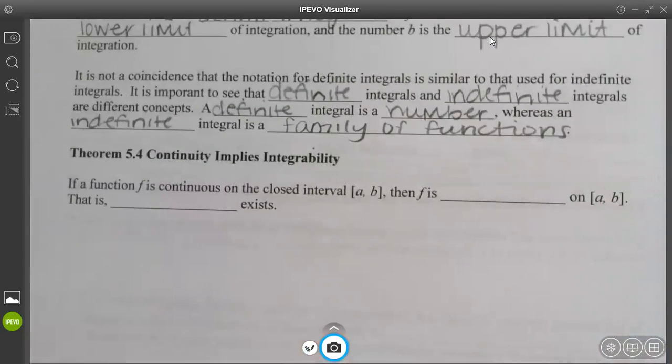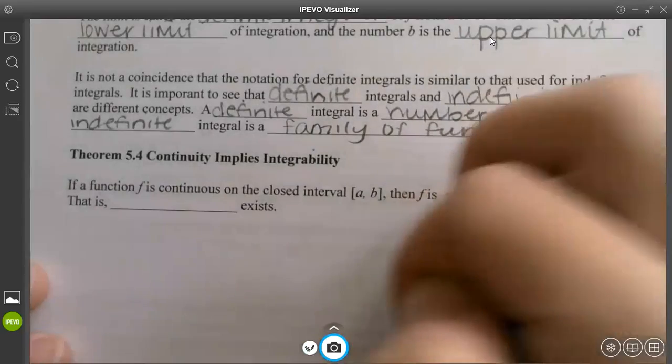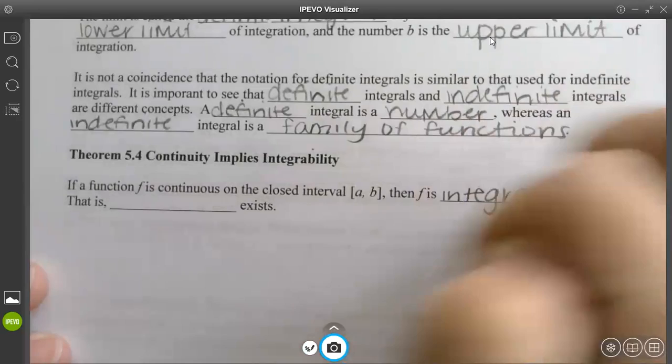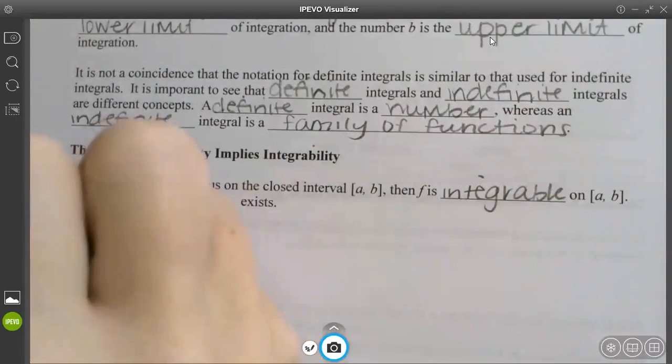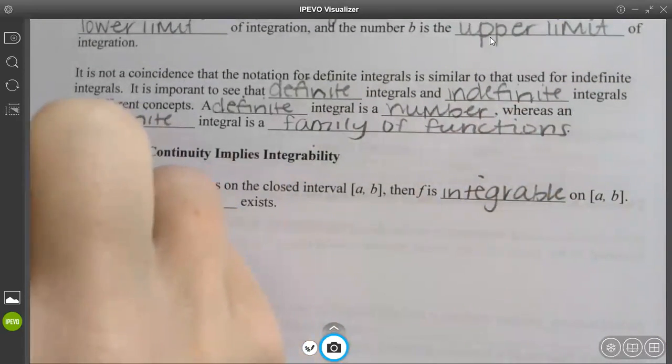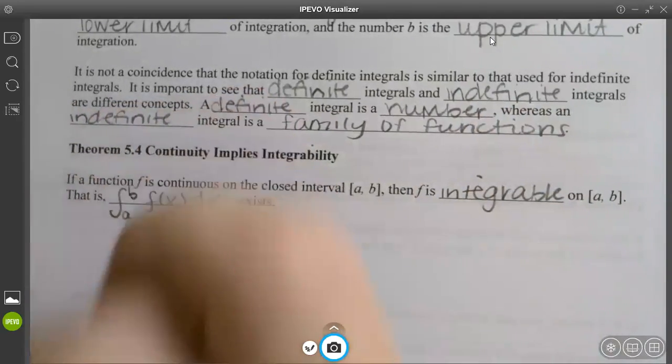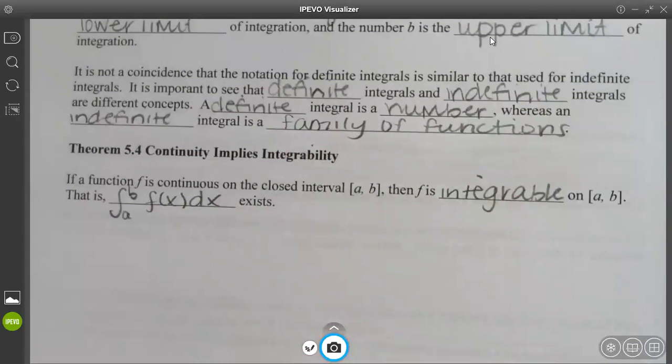So when we integrated and we got plus C, that's the family. When we get an actual number, that's your definite. Okay, so indefinite has plus C, everything else has real numbers. So continuity implies integrability. If a function f is continuous on the closed interval a to b, then f is integrable on a to b. That is, you can integrate from a to b f of x dx, and that exists.